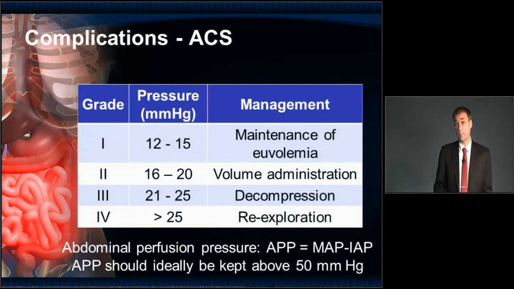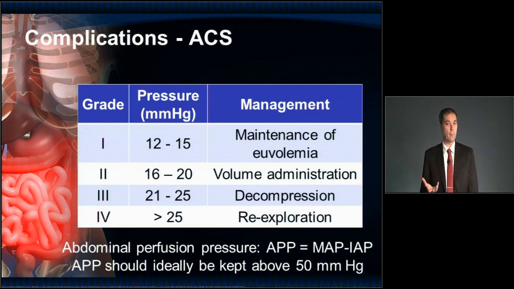Now, if you're not familiar with mean arterial pressure, in the shock section of this lecture series, I talk about how to calculate a mean arterial pressure. So you may want to refer to that if you're not familiar with MAP. Abdominal perfusion pressure, again, is the MAP, the force that pushes blood into the abdomen, and then the intra-abdominal pressure, the force that pushes it out. Ideally, you want an APP, or abdominal perfusion pressure, above 50.